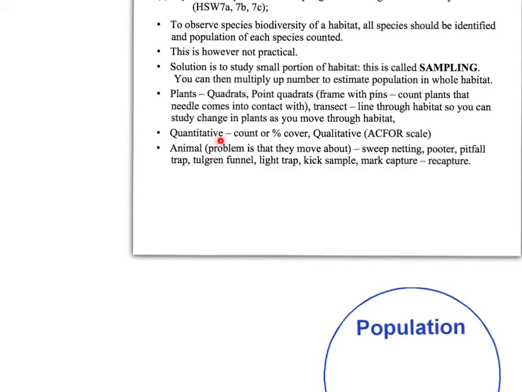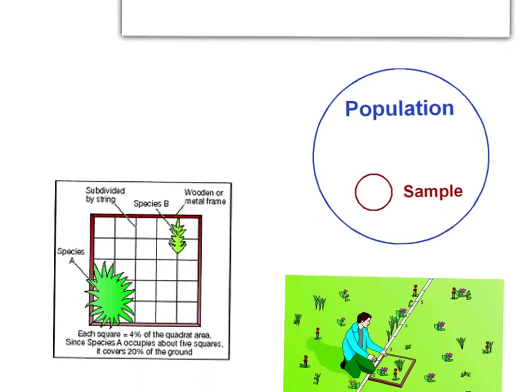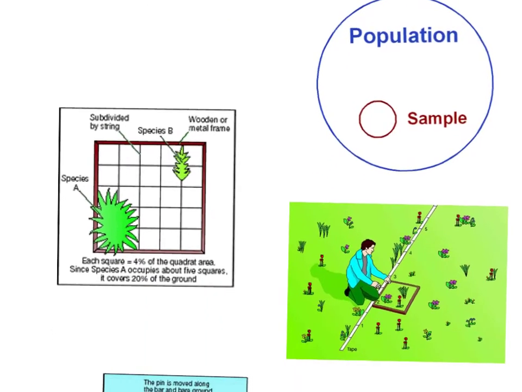Quantitatively we can work out percentage cover. This quadrat down here illustrates this very nicely. So I've got a quadrat here. Each square is worth 4% of the total quadrat. So for this species A, we can count up 1, 2, 3, 4, 5, and it roughly takes up 5 of our squares. So each square is 4%, so we can estimate that species A has 20% ground cover. That's a more quantitative value that we can take.